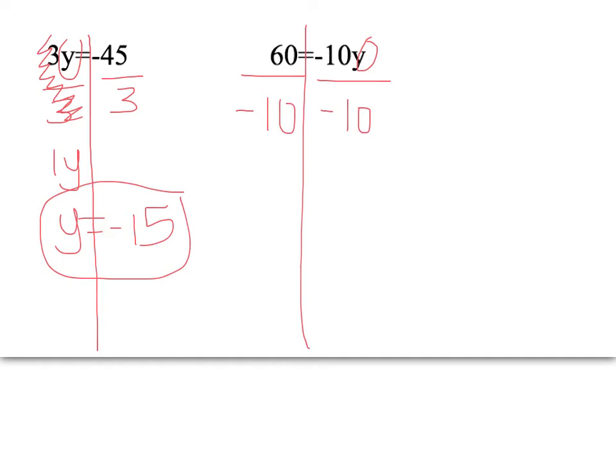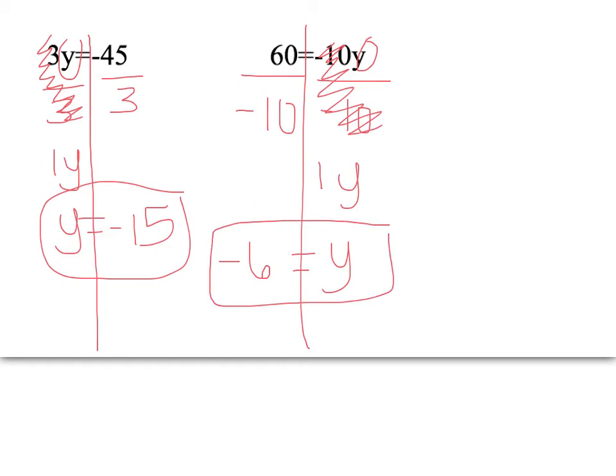Negative 10 divided by negative 10 is a positive 1, leaving me with 1y. 1y is the same as a y all by itself, so now y is by itself. 60 divided by negative 10, if you put that in your calculator, would be negative 6. And that would be your answer. If I went back and plugged that in, negative 10 times negative 6 is 60, so that would work out.